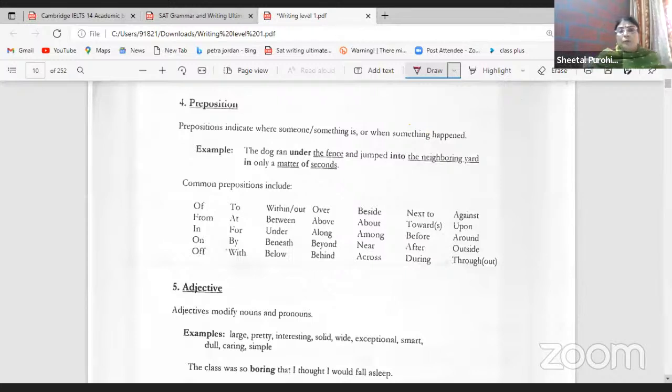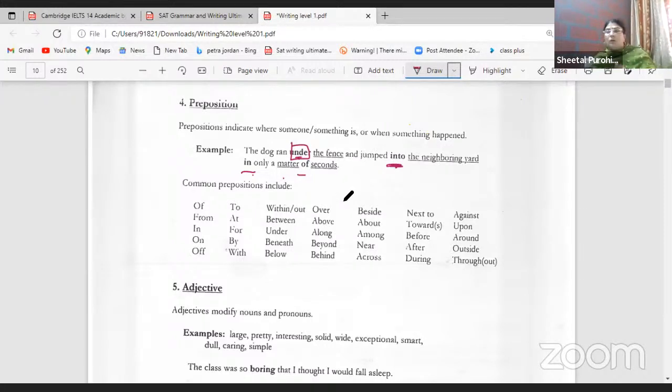Now here, if you look at it, the dog ran under the fence. So under is a preposition. It tells where exactly the dog ran. He ran under. And jumped into the neighboring yard. So where exactly did he jump? Into is a preposition. Then we have in only a matter of seconds. So in what? In a matter of seconds. So always remember, a preposition will always have the object.